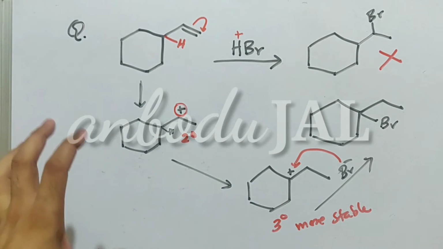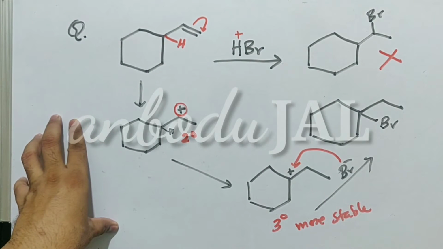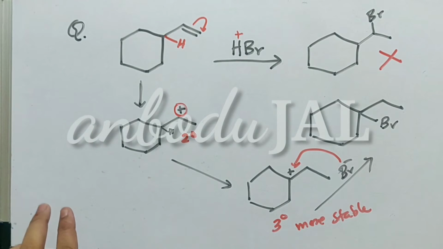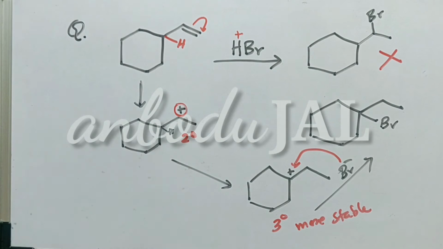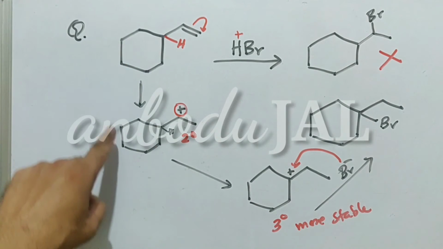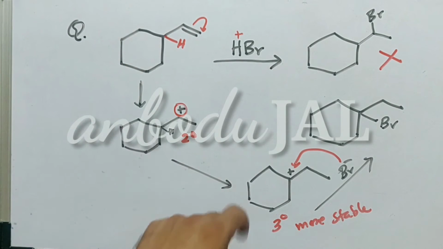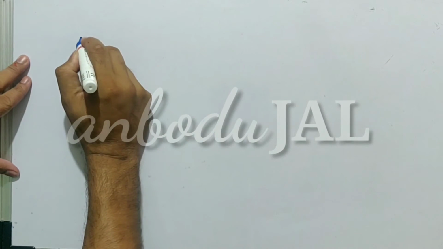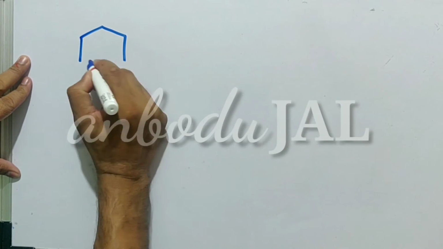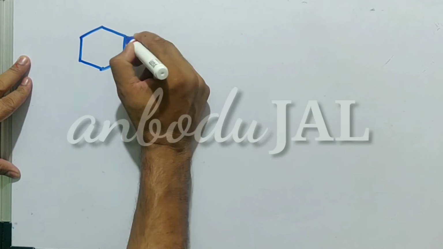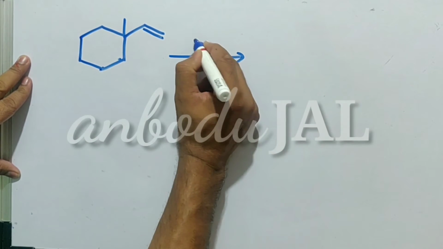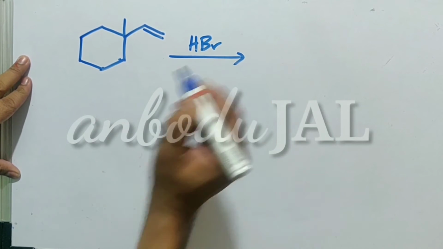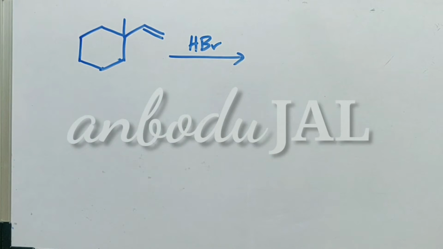Normally these rearrangement reactions will take place with a low rate. Why? The speed will be less because time is taken for this rearrangement. Okay. Now another question: let us consider this alkene. When this alkene is treated with HBr, which will be the product?